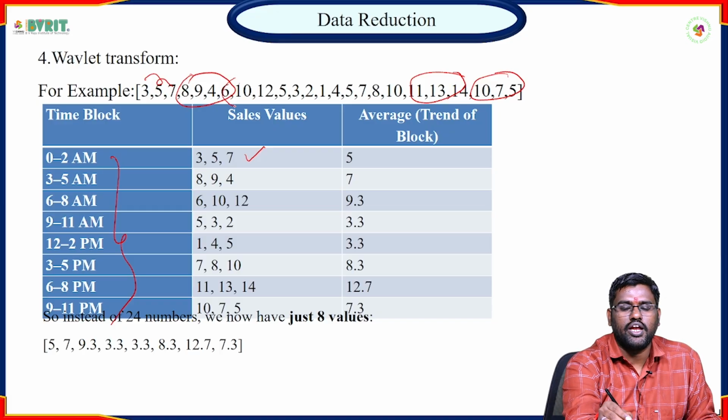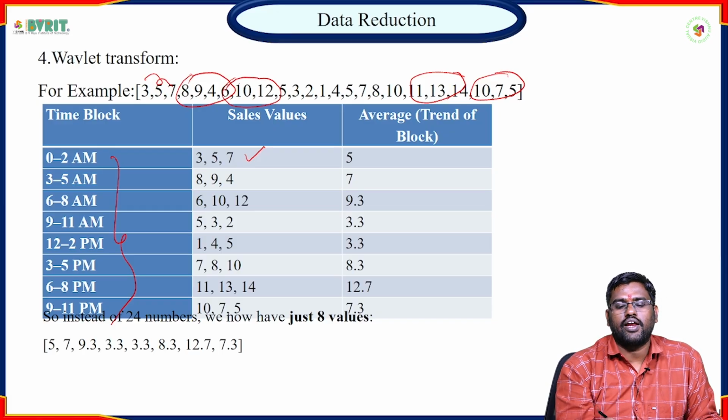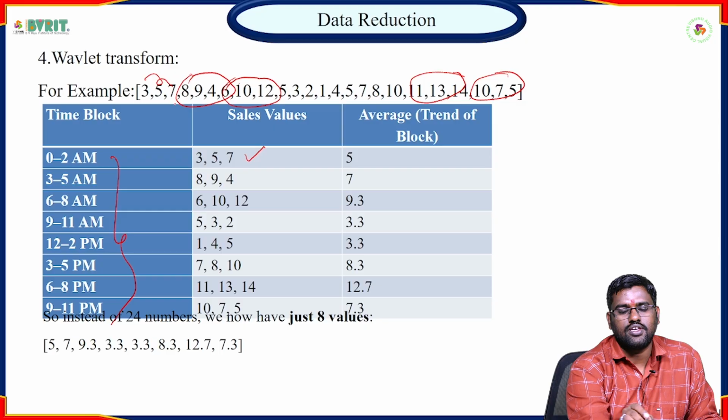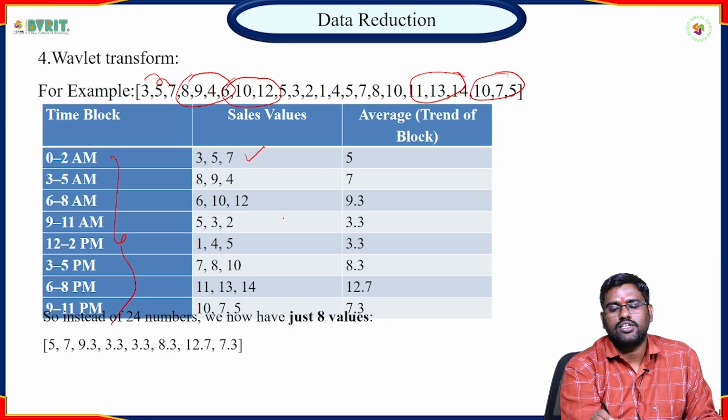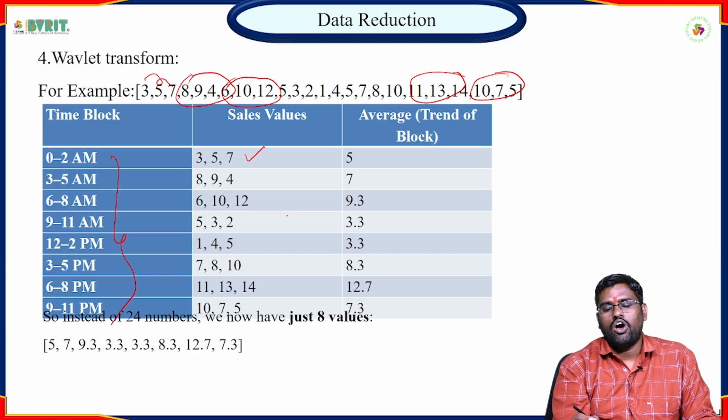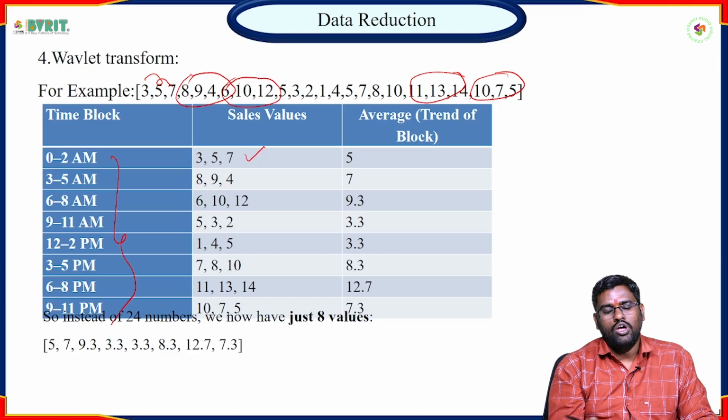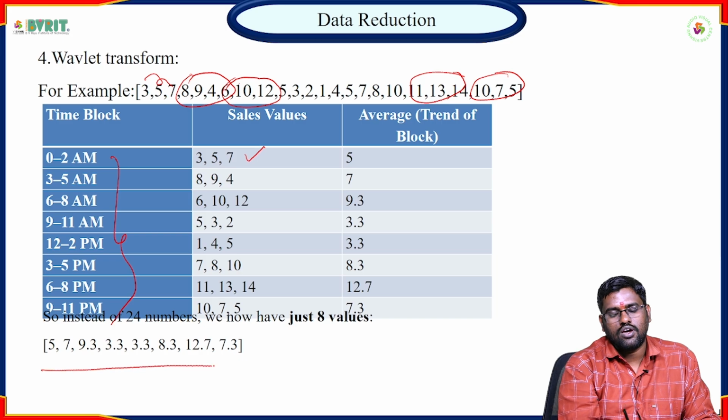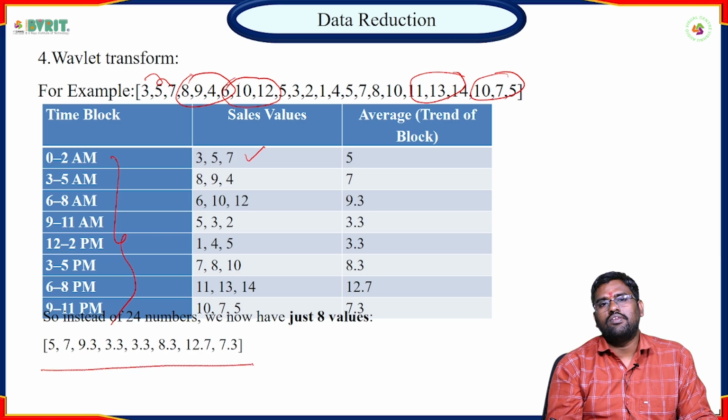3 numbers we need to combine. So like this we are combining. First 3, 5, 7, and second 8, 9, 4, and next 6, 10, 12. Like this we are representing the values. So after representing that, we are dividing the 24 hours of time into only 8 values. These are the 8 values we are given. That is called wavelet transform.